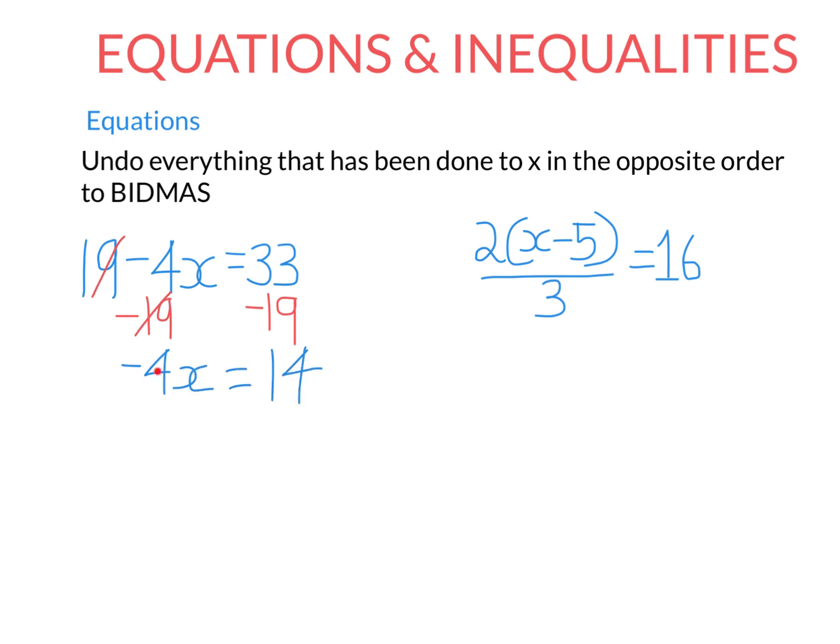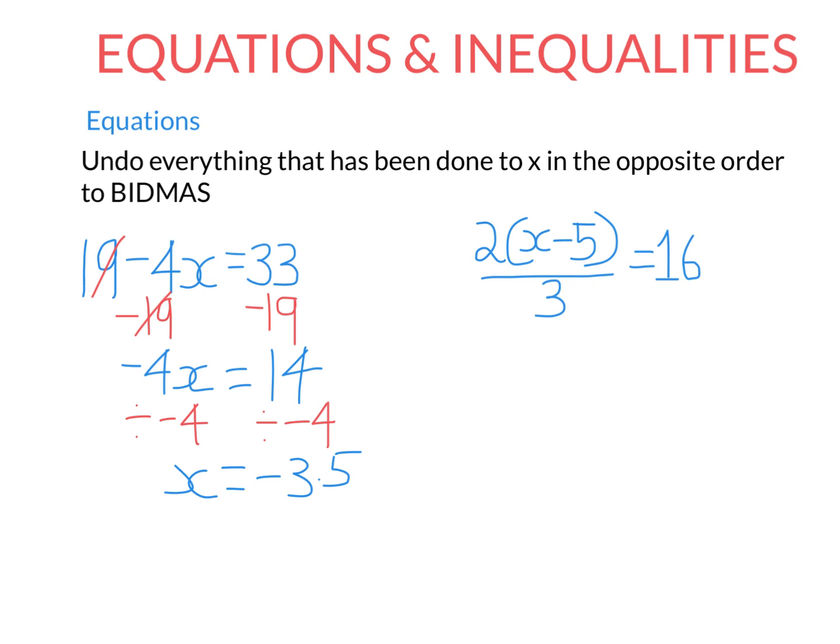So now I'm going to undo timesing by -4 by dividing each side by -4. So 14 divided by -4 is -3.5. So don't feel that you've done something wrong merely because your answer isn't a whole number. Answers are not always whole numbers. So this is the solution, because if I substitute it here for x, I get 19 minus 4 times -3.5. And you can check your calculator, that does equal 33. If I substitute x for -3.5 into here, I get a true statement.